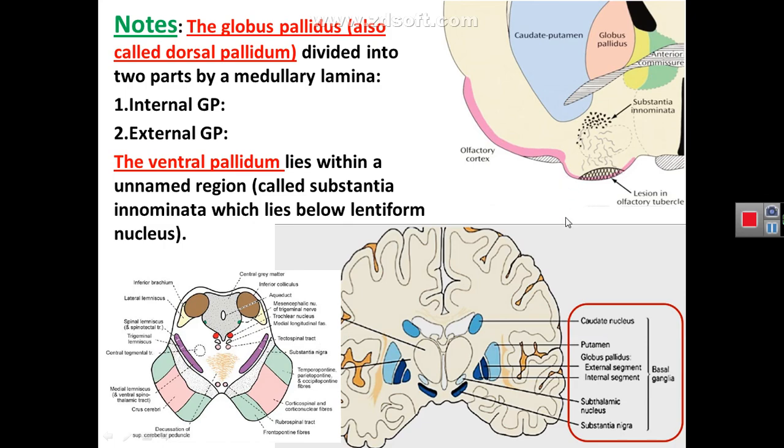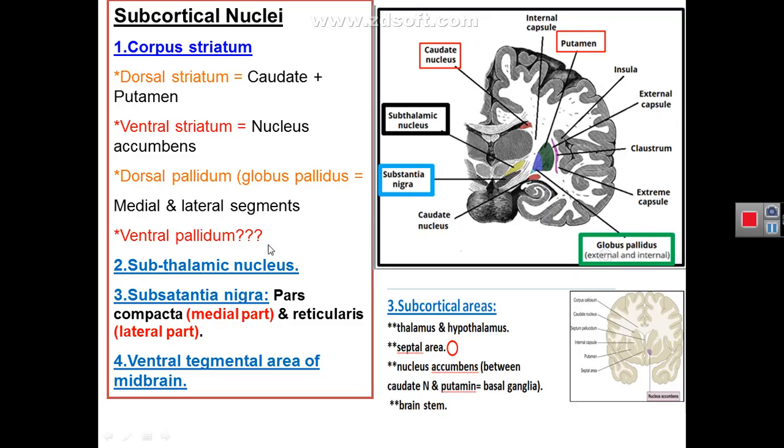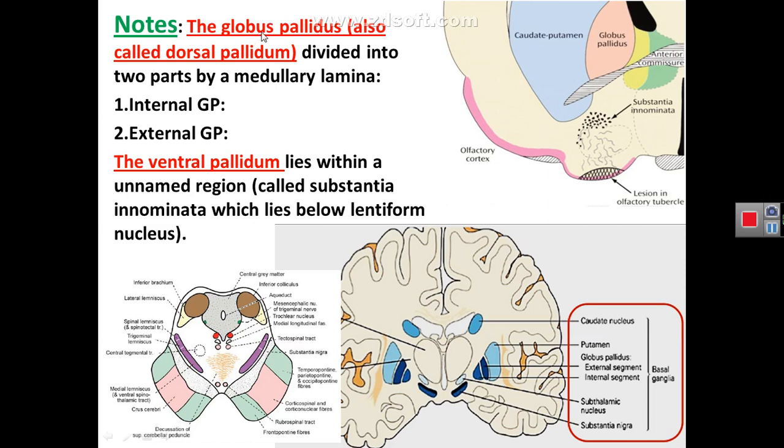So now I will discuss the question mark here, the ventral pallidum, and I will discuss the dorsal pallidum. The globus pallidus, which is also called the dorsal pallidum, is divided into two parts, the internal globus pallidus and the external globus pallidus. This is the section that shows the internal and external parts of the globus pallidus, or dorsal pallidum. These two parts are separated by a lamina called the medullary lamina.